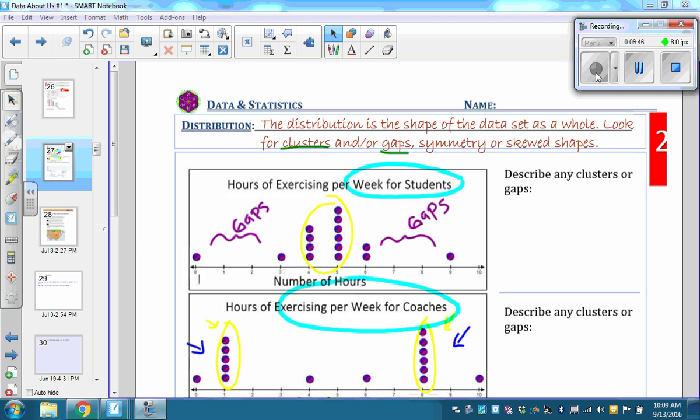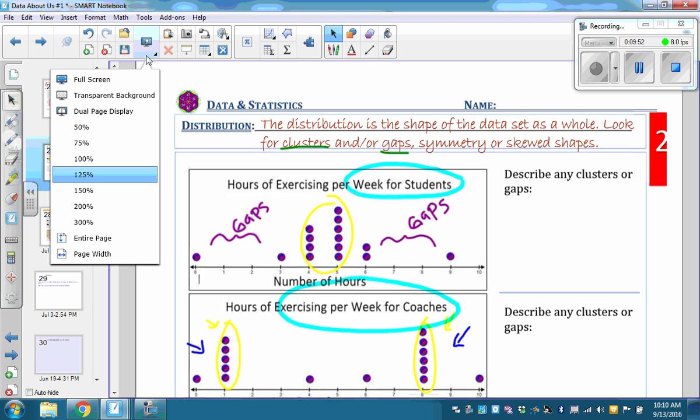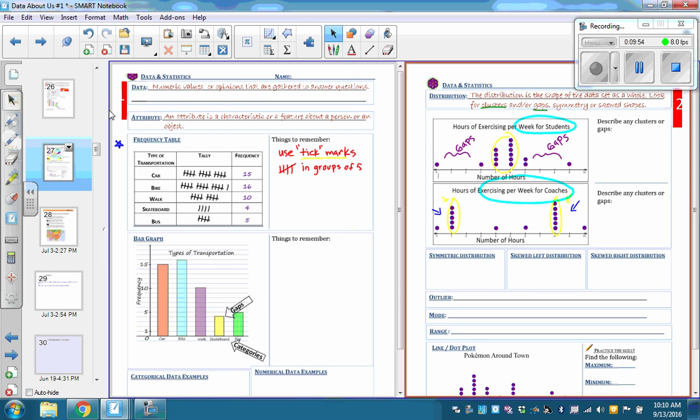In summary, today we talked about a few different things. We talked about some vocabulary words, what a frequency table is, what a line plot is, and how to use those line plots to talk about distribution and compare data.